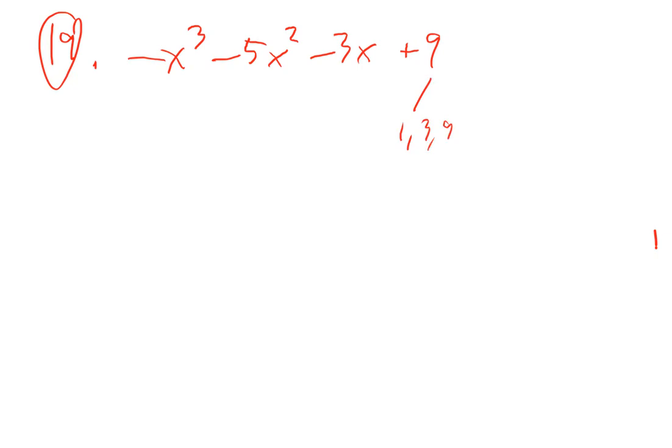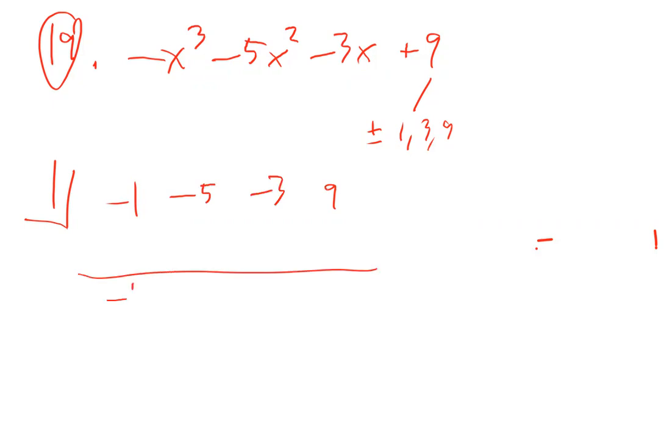So let's just start, well, positive or negative 1, 3, and 9. I'm just going to start with 1, because I think 9 is probably going to be too big. So start with 1, and you'll get synthetic division, so you'll have -1, -5, -3, and +9. Then bring down the first number, the -1. Now multiply them together. 1 times -1 is -1. Add them up, multiply, add them up, multiply, and add them up, and you get 0.